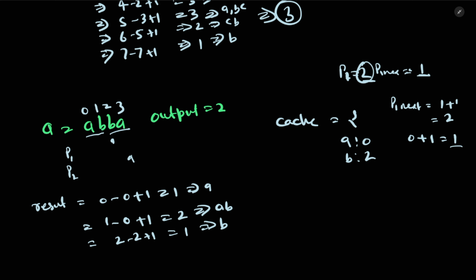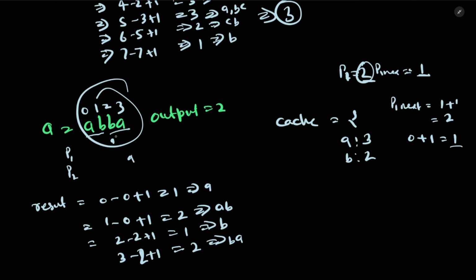So p2 is at a, so we will calculate the length. It's here, so 3 minus 2 plus 1, and this will be 2, and our substring will be ba of length 2. And we will update the length of a, that is 3. So this is one base condition where you have such a string. Whenever you get the position of p1, it should not be lesser than what we previously had. It should always be greater than what we previously had. Okay, so I think this makes sense.